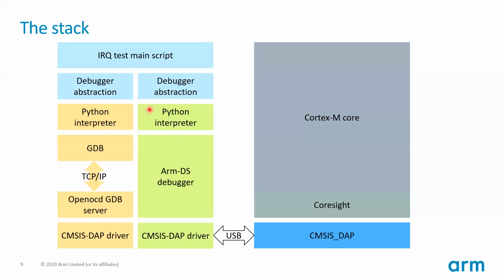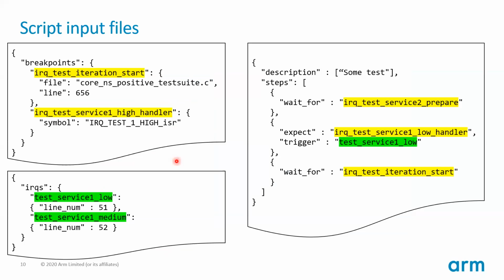The setup is a bit simpler for the Arm Development Studio debugger, because the Python interpreter and the CMSIS-DAP driver are integrated in a single piece of software, so there are a few less steps. Now, the config files that I mentioned earlier. We currently have three input files for each test. First, there is a list of breakpoints.